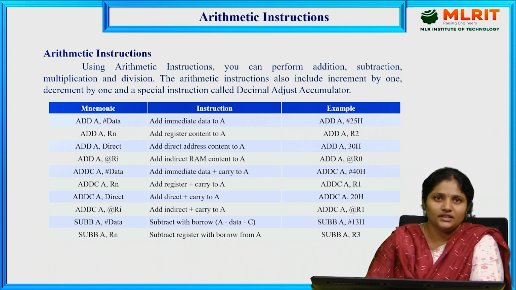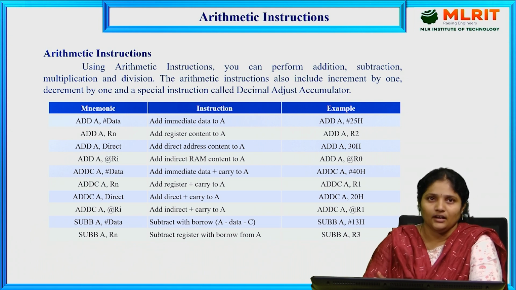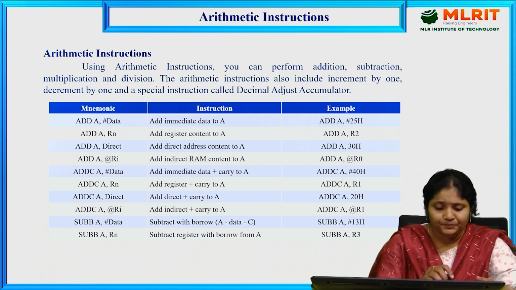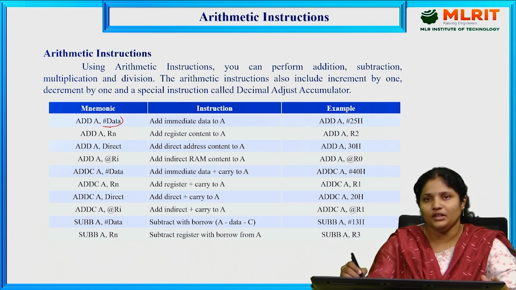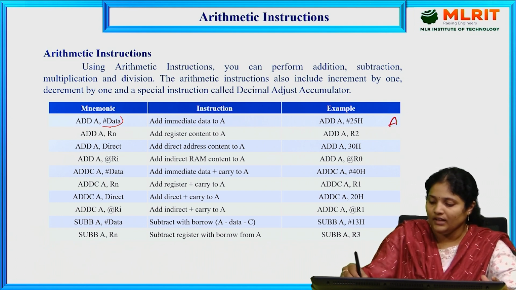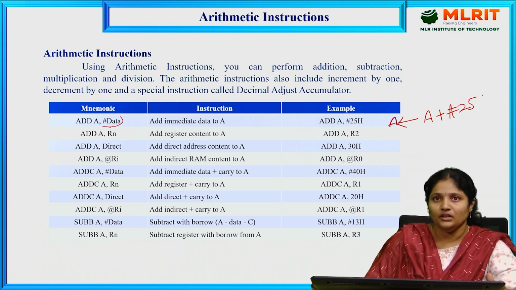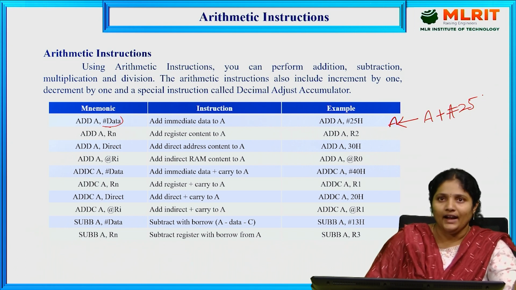So coming to the first general operation, it is the addition operation. To add two 8-bit data, we use this addition operation. Here, the direct immediate data can be added to the data present in the accumulator. So the operation is: the accumulator A will be added to the immediate data 25H. So two 8-bit data can be added by using ADD.